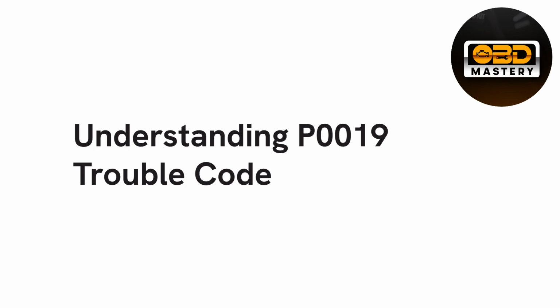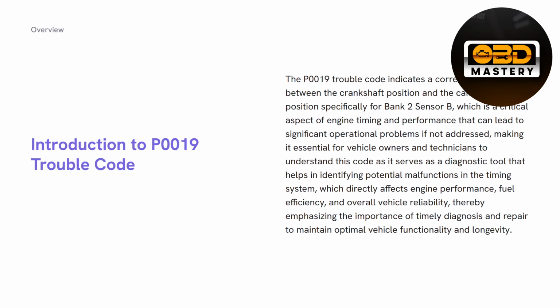Today's video we're going to be talking about the dreaded P0019 trouble code. What exactly is it? What are the causes, symptoms, and how can you fix it? So let's get into it, starting off with the introduction to what exactly this code is. It indicates a correlation issue between the crankshaft position and the camshaft position, specifically for Bank 2 sensor B.